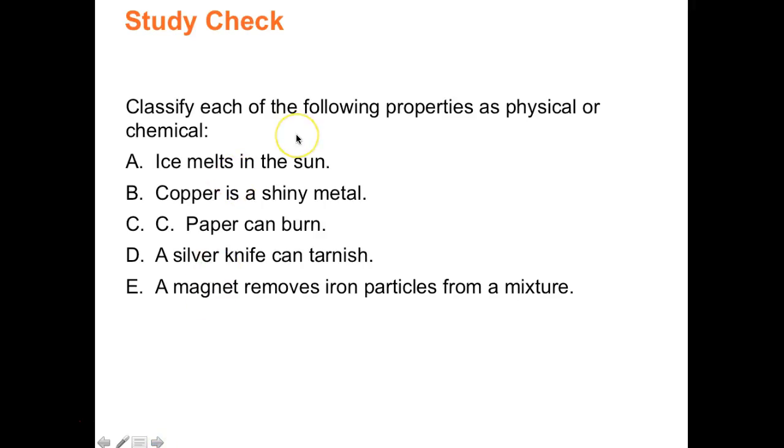Classify each of the following properties as physical or chemical. Ice melting is physical. Copper is a shiny metal, that's physical. Paper can burn, that's chemical. A silver knife can tarnish, that's chemical. A magnet removes iron from a mixture, that's physical.